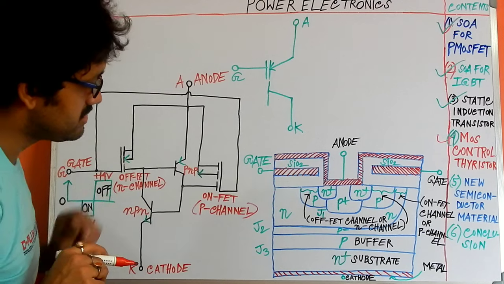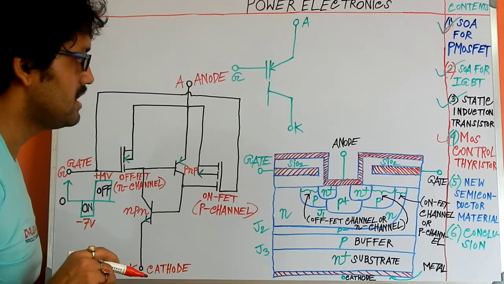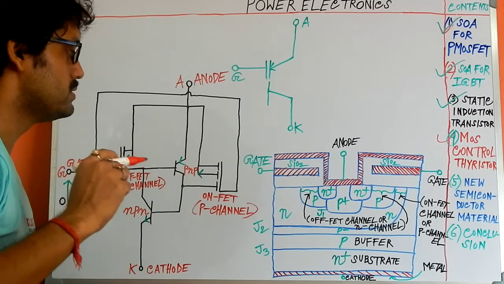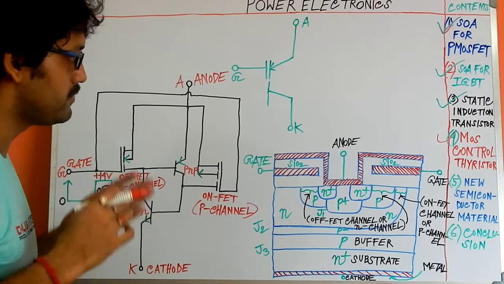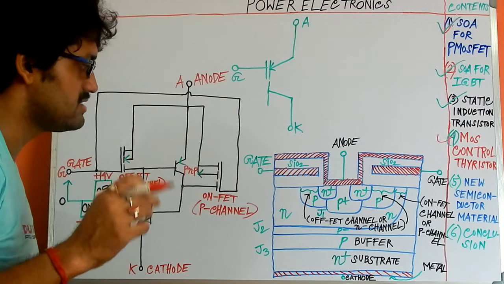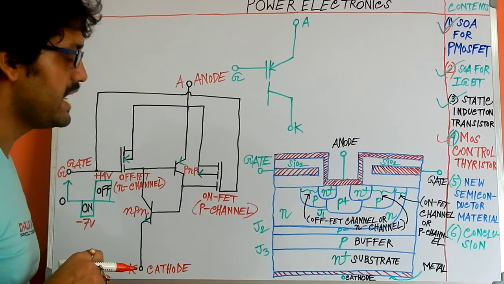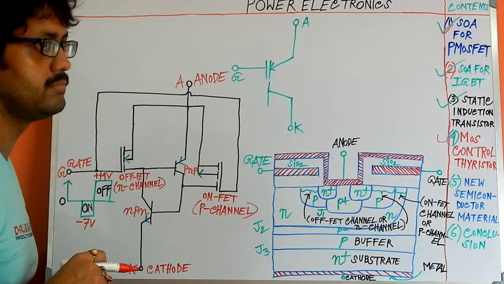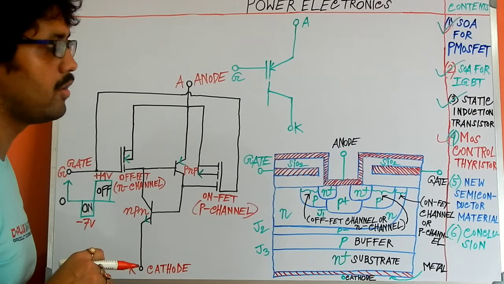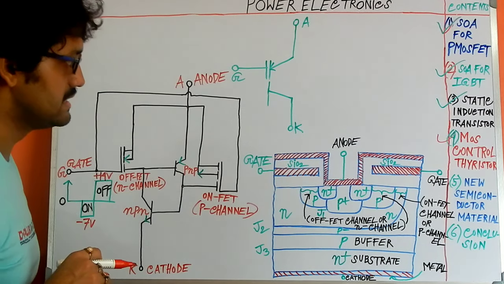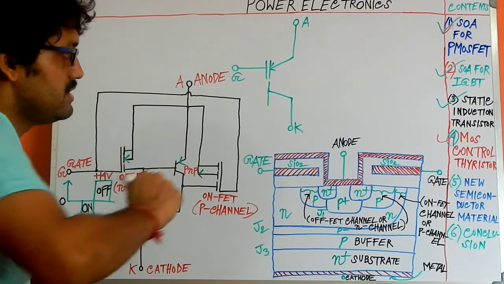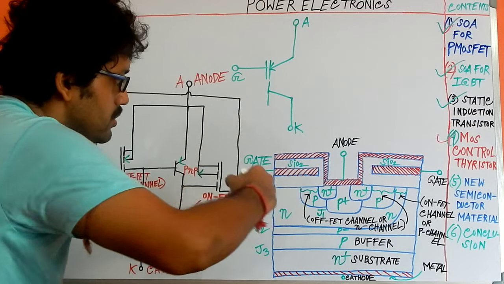So these three terminals are here, and just like our power MOSFET consideration, you could add many MOS-controlled thyristors in a single chip to enhance the current capability, or to increase the voltage and current rating of our overall circuit. So what is a MOS-controlled thyristor? This is the basic structure of the MOS-controlled thyristor.